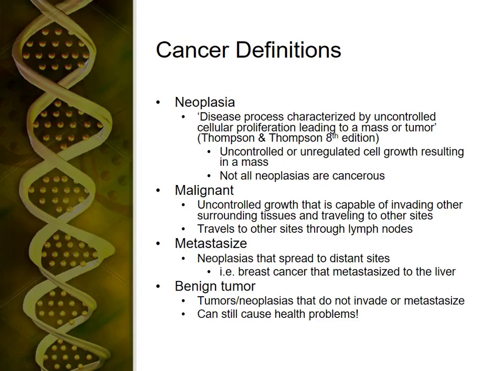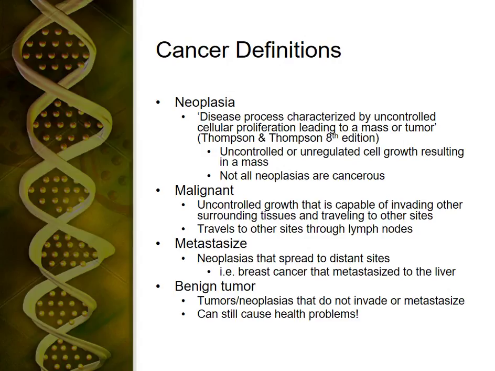The word malignant is defined as uncontrolled growth that's capable of invading surrounding tissues and traveling to other sites. So that's really the difference between benign and malignant. Benign growths just keep growing, but they don't necessarily invade other tissues or go to other places. Travel to other sites is often through the lymph nodes.